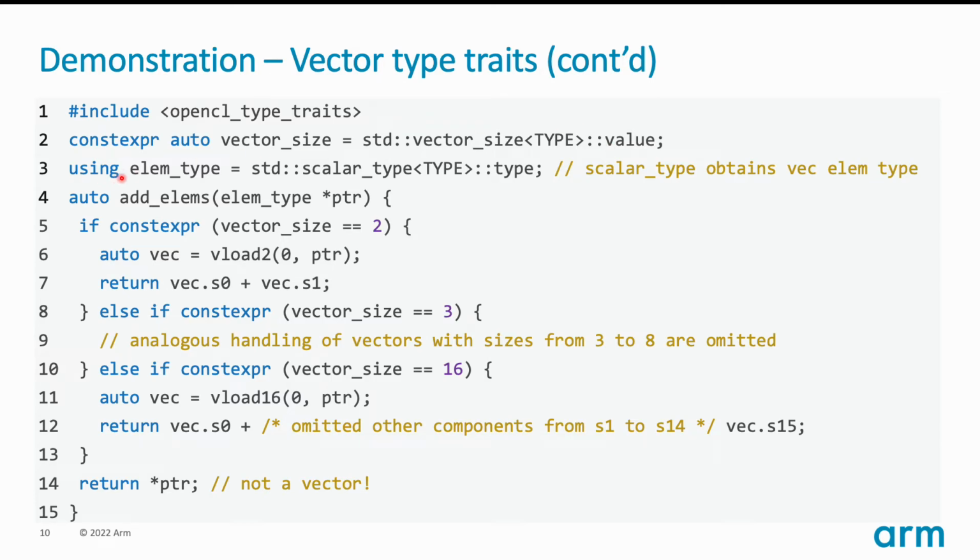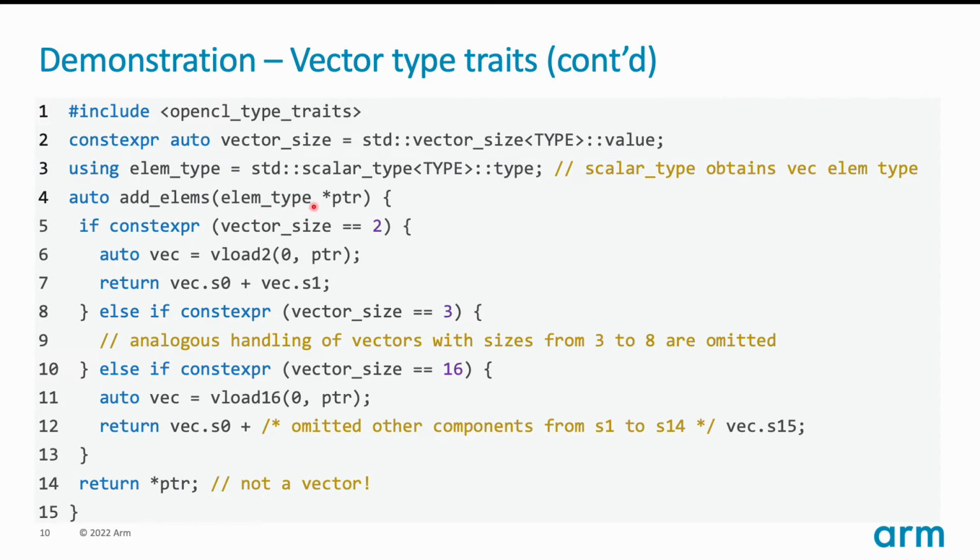Then on line 3, we will declare a type alias and we will use the scalar type trait. This is a new trait and it will allow us to query the element type of a vector if a type is a vector. And if it's not a vector, it will just be the original type passed into the template here. On line 4, we start the definition of our add_lms function.